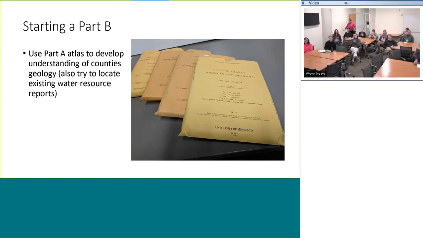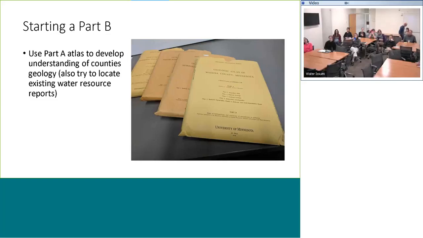So I'm going to step you through the process of starting a Part B. The Part A is done. We have all the mapped geology, and our first step for Part B is always looking over and really getting a good idea of the Part A.